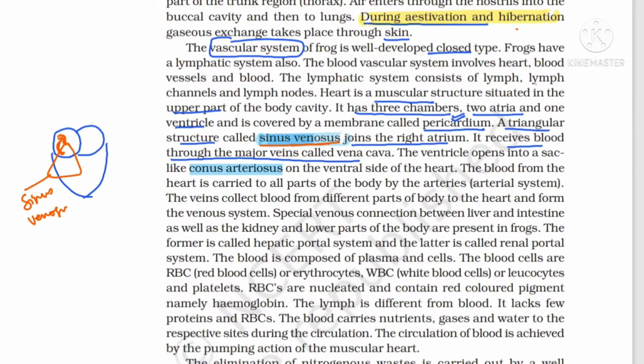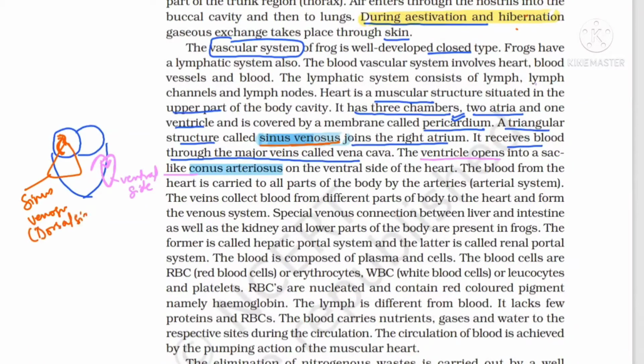Now for the conus arteriosus, make this diagram cone-like, and the ventricle is pouring into the conus arteriosus. The ventricle opens into the conus arteriosus. Now, which is the dorsal side and which is the ventral side? Conus arteriosus is on the ventral side of the heart, and sinus venosus is present on the dorsal side of the heart. Write it this way, beta.